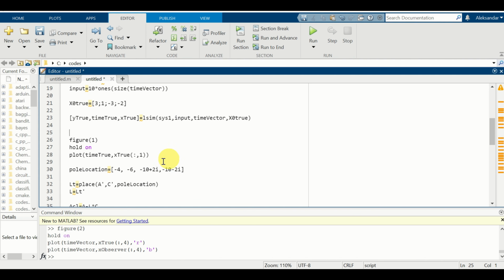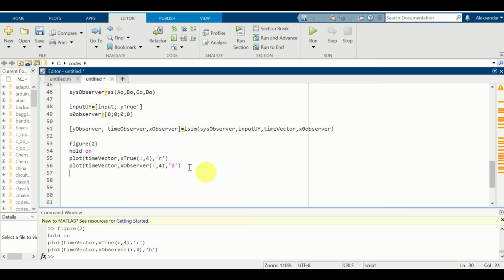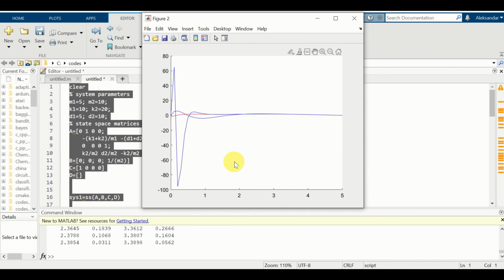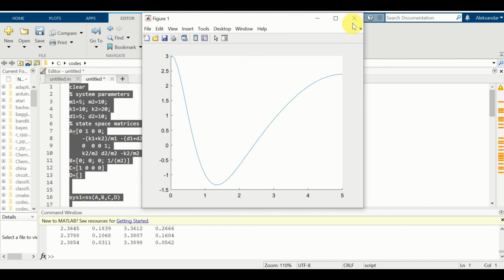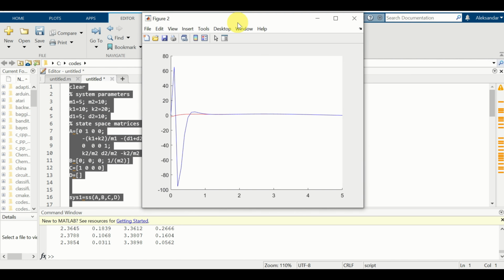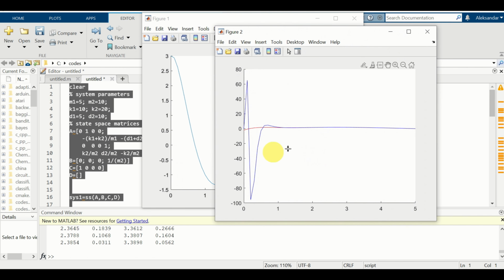So let's see what will happen. For example, this pole can be at minus 12 and this pole can be at minus 16. Now the observer will be very fast. So let's see the performance. Okay, we need to close this graph since MATLAB is memorizing everything, and here it is. You see how fast is the observer over here.